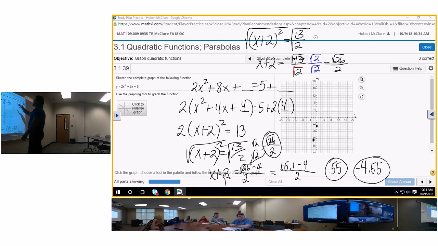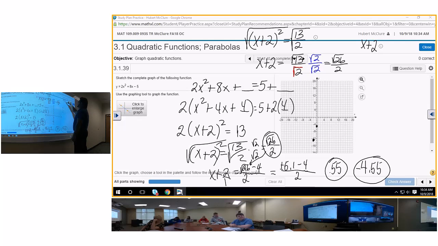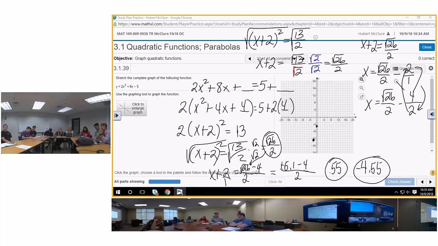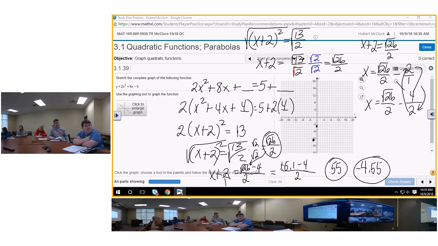Hold on. X plus 2 is equal to the square root of 26 over 2. Okay, so x is equal to the square root of 26 over 2 minus 2 over 1. And I've got to have a common denominator, so I've got to change this to something over 2. 1 will go into 2. 2 times 2 is 4. I forgot. 13 by 2. Here's the 2 chip. Who's got another question?